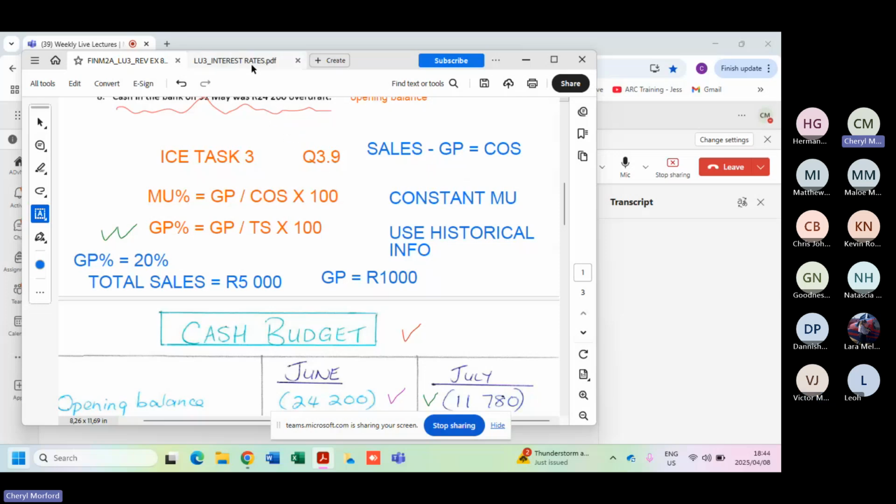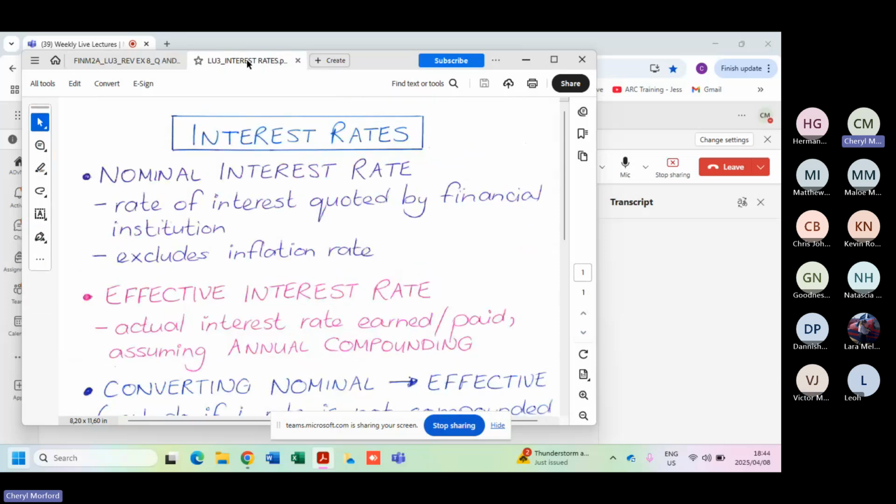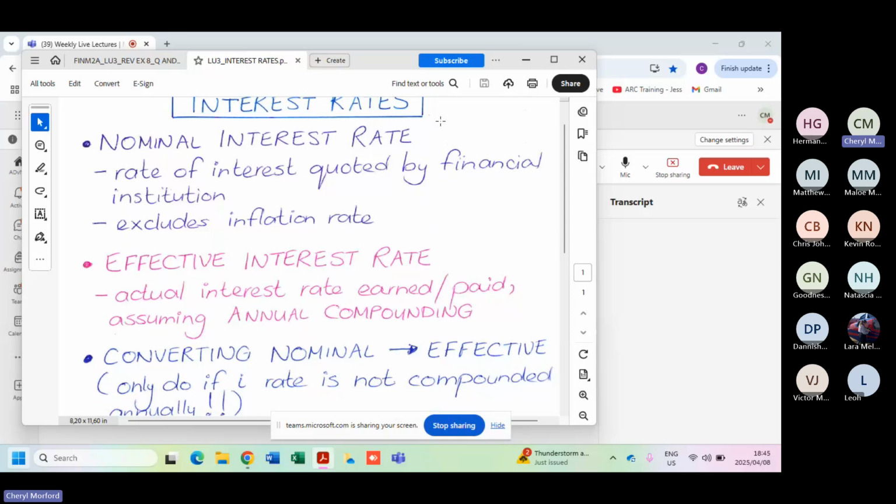Ma'am, so let's have a look at this one. It's in the form of my notes, which I've already uploaded for you in the lecture resources. So what's going on here? Different kinds of interest rates. There are many. We can have nominal rates, real rates, effective rates, annual percentage rates, a whole lot of them. The only one that we are concerned with in this module is this one over here.